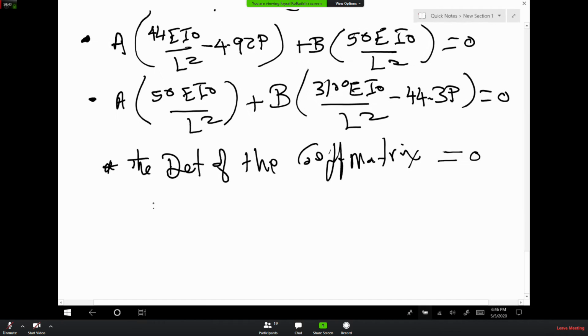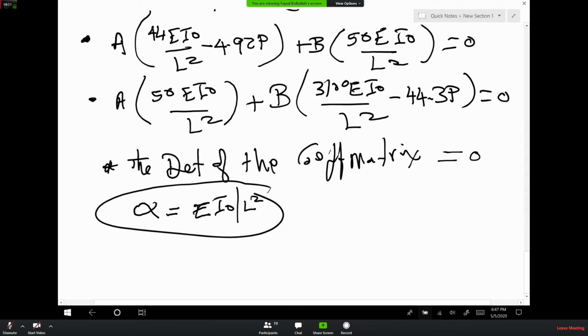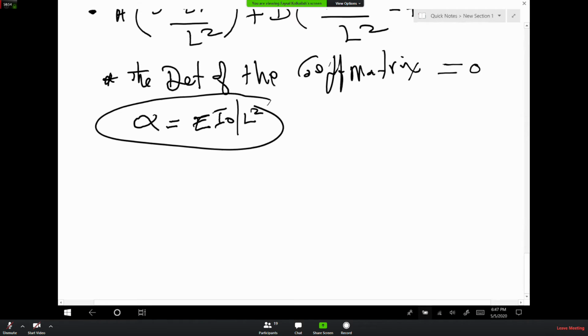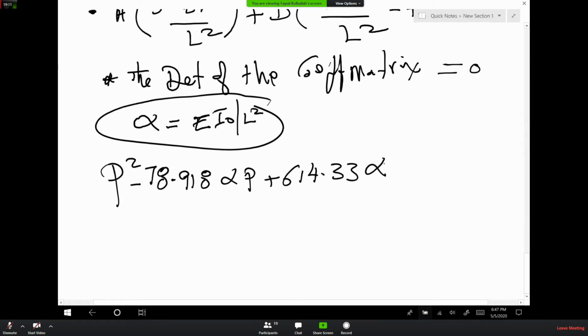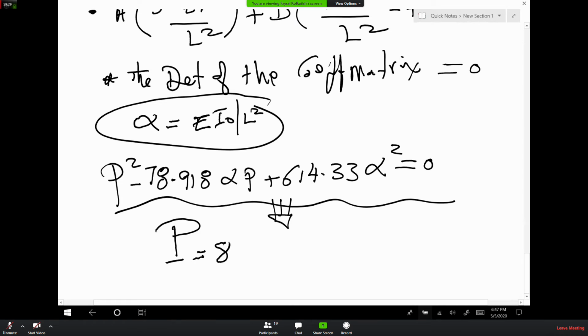And if we identify I to be EI0 over L squared, just to make it easy, then we get the equation: b squared minus 78.918 alpha p plus 61433 alpha squared. That will be the determinant equation equal to 0, right? And we can solve and find p is 8.756 EI0 over L squared.